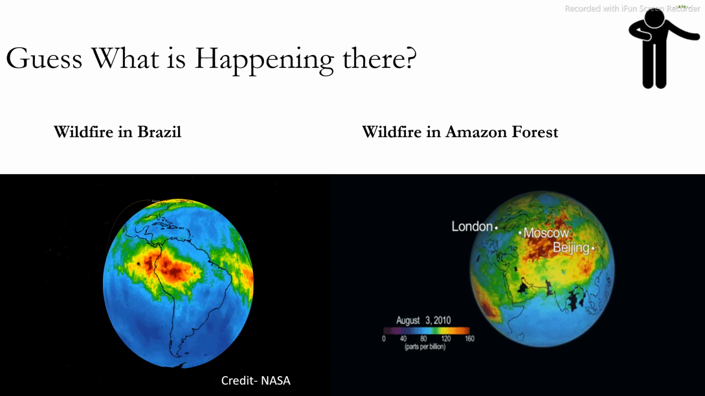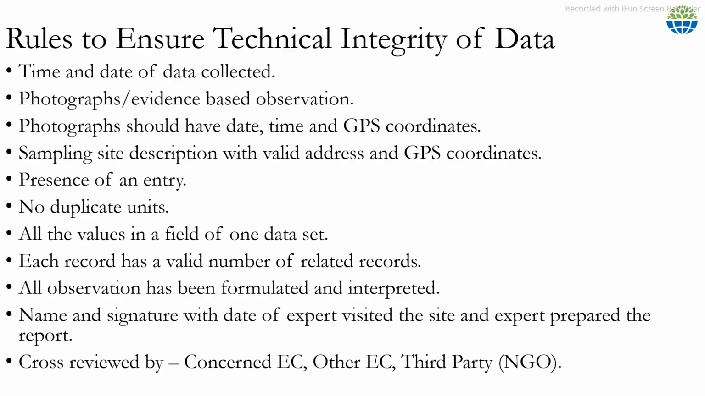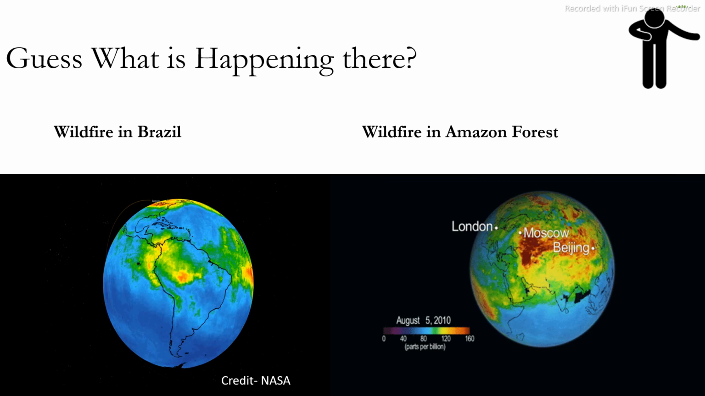So again, we have to go to this type of slide, this type of series. We have to check consistency with the format, with the record, with the file, with the revision time series, with the correlated data set. If mirror checks are there, then consistency with the domain and different sources, then data consistency with the different providers. If it is the same, then this data will be correct. Otherwise, we cannot rely on this data.